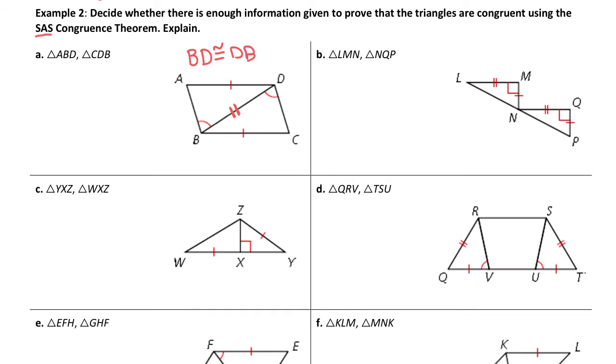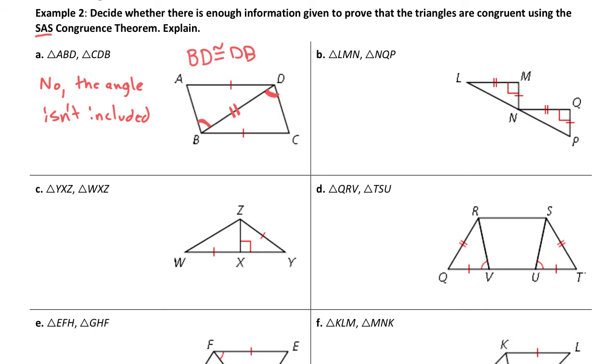because we call that a shared side. Now when we look at this, yes, we do have 2 pairs of congruent sides and we have 1 pair of congruent angles. But is this congruent angle included between the congruent sides? It is not. So we would say no. The angle isn't included. The congruent angle isn't in between the congruent sides, so we can't say those are congruent.